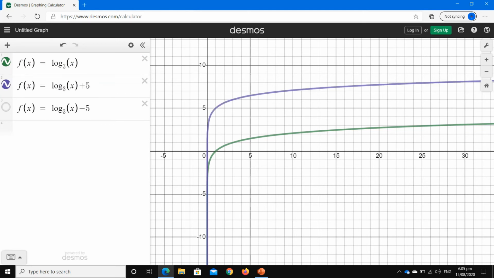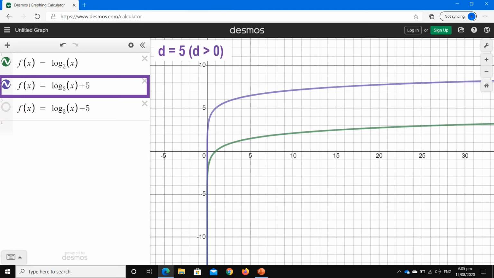Now let's proceed to our next function, where f of x is equal to log of x to the base 3 plus 5. In this example, d is equal to 5, or we let d equal to 5, and that is d is greater than 0. It is obvious that from our original graph, our graph shifted upwards.